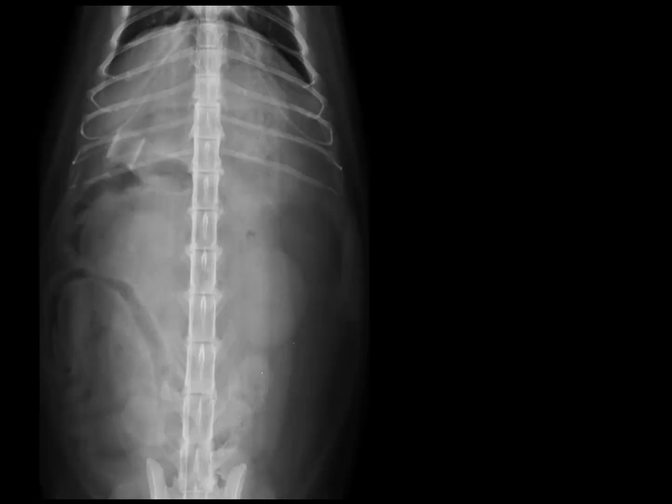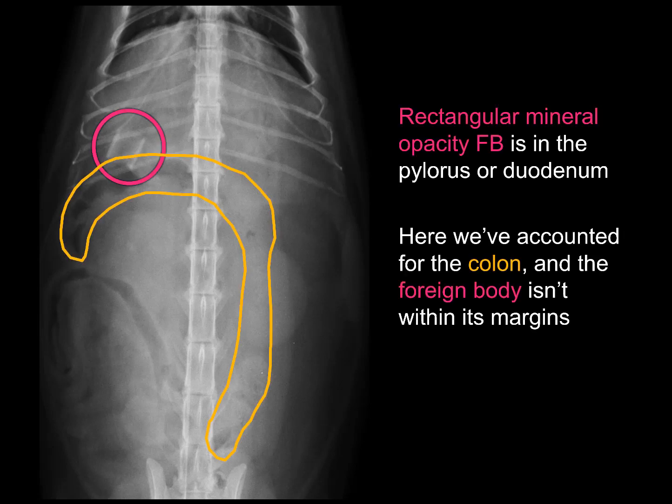And I'll look on the VD view and we're kind of in the same situation. I don't think it's colon because I can see the margins of the colon. I can see where the gas is and it seems like it's outside of that. But it still could be in the pylorus or the duodenum.